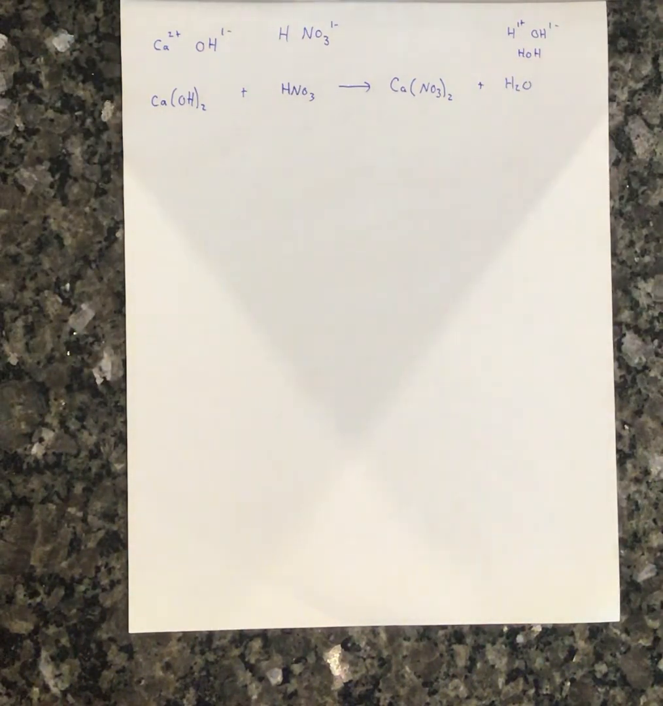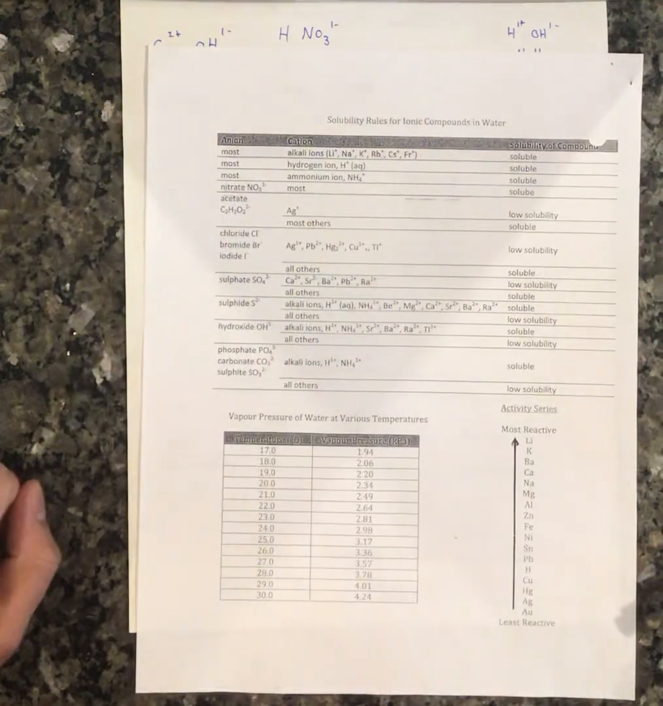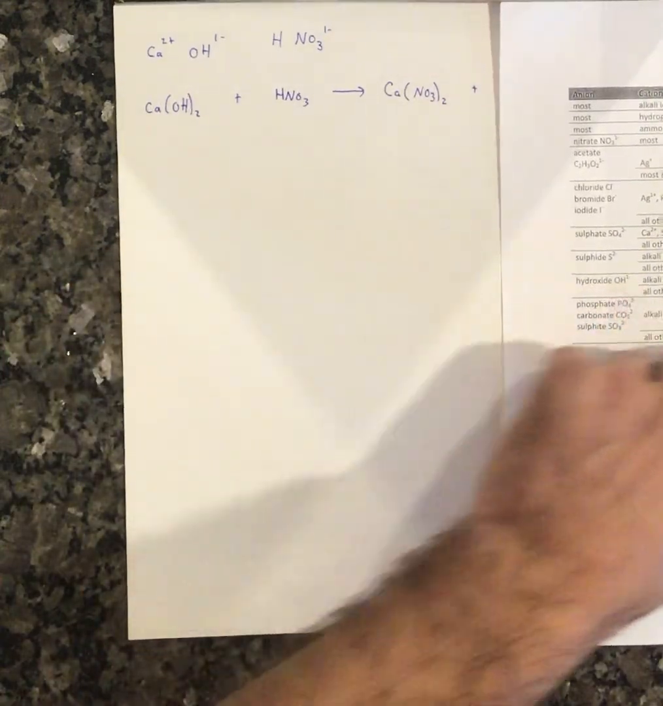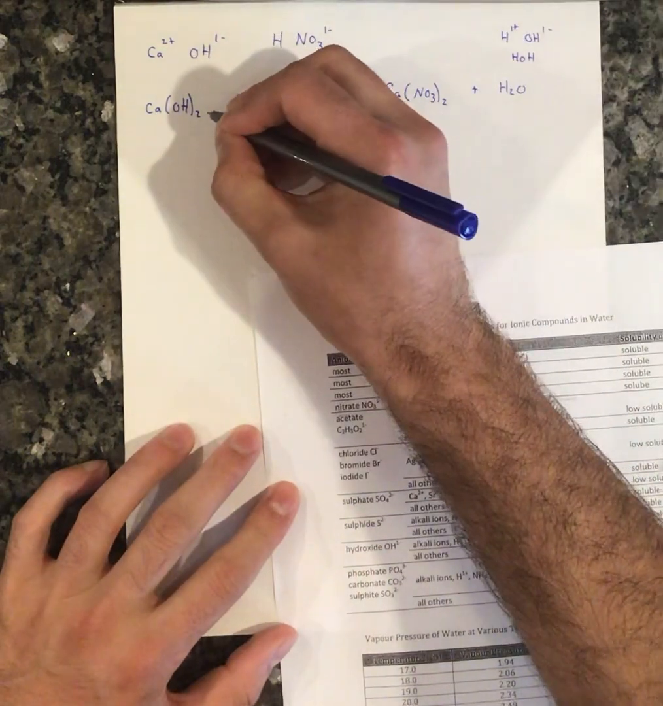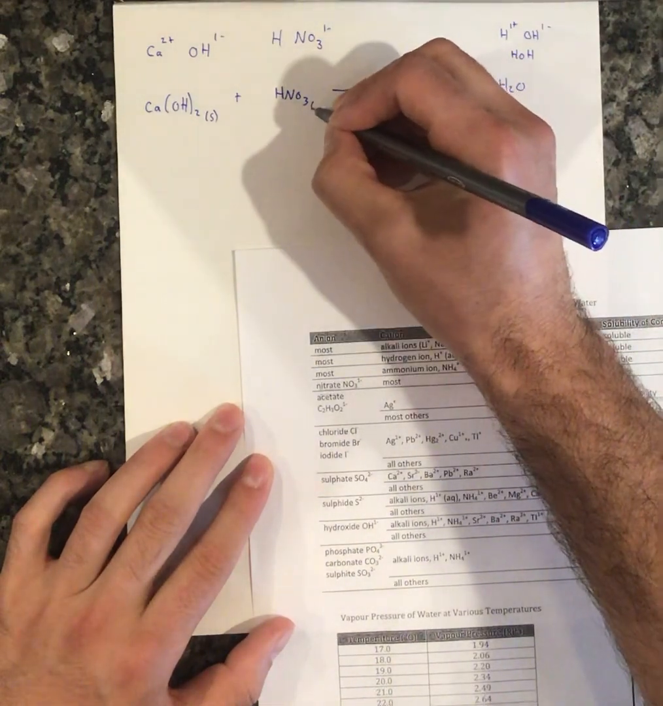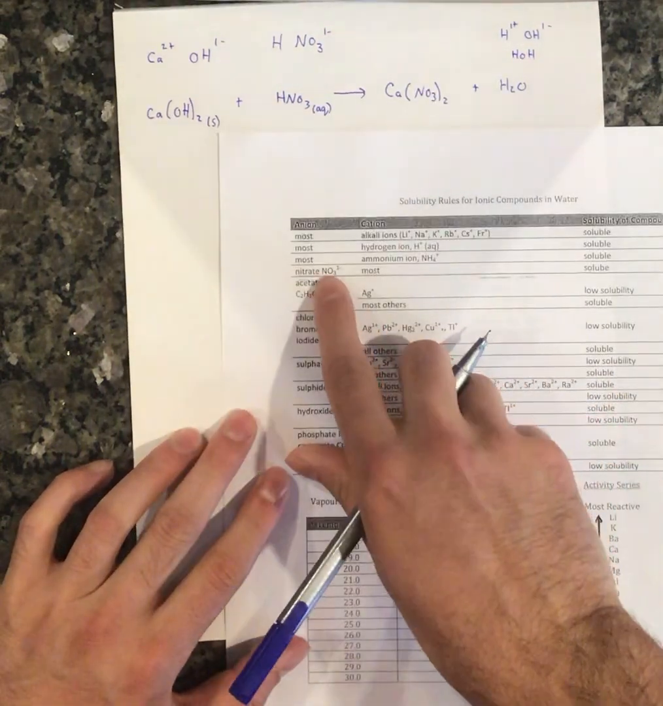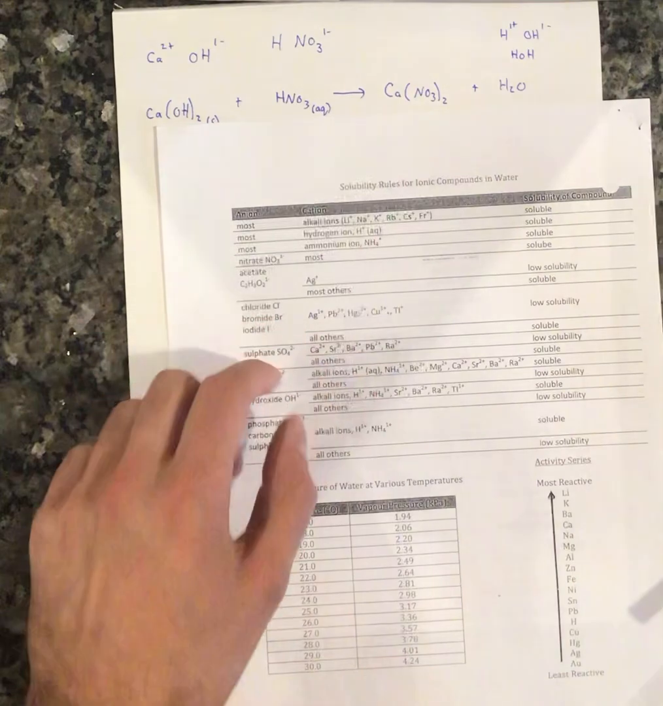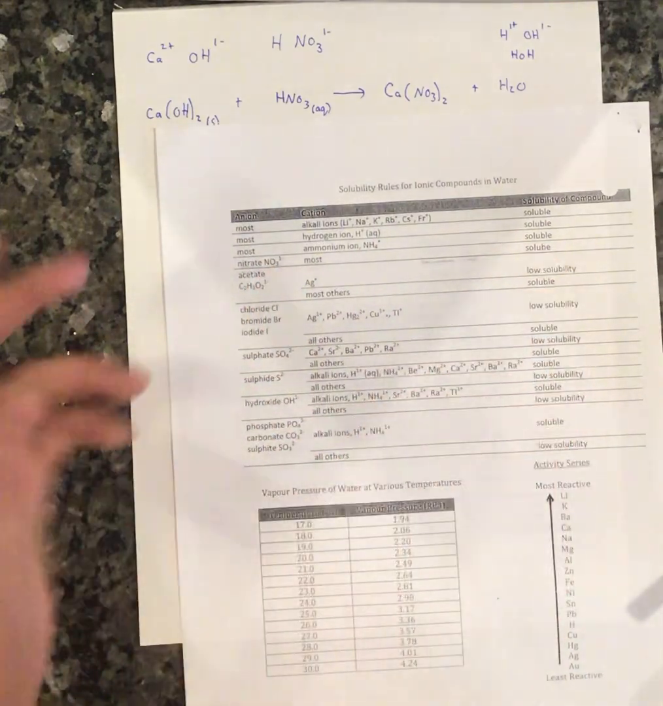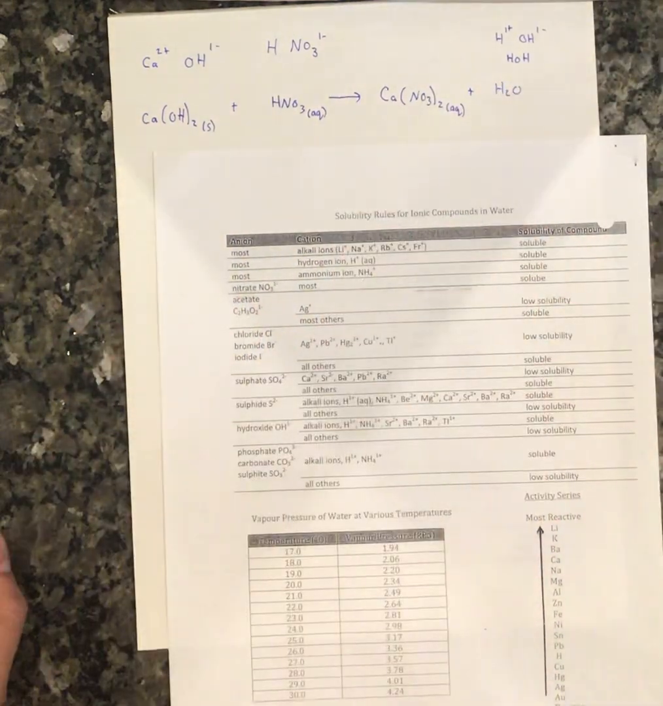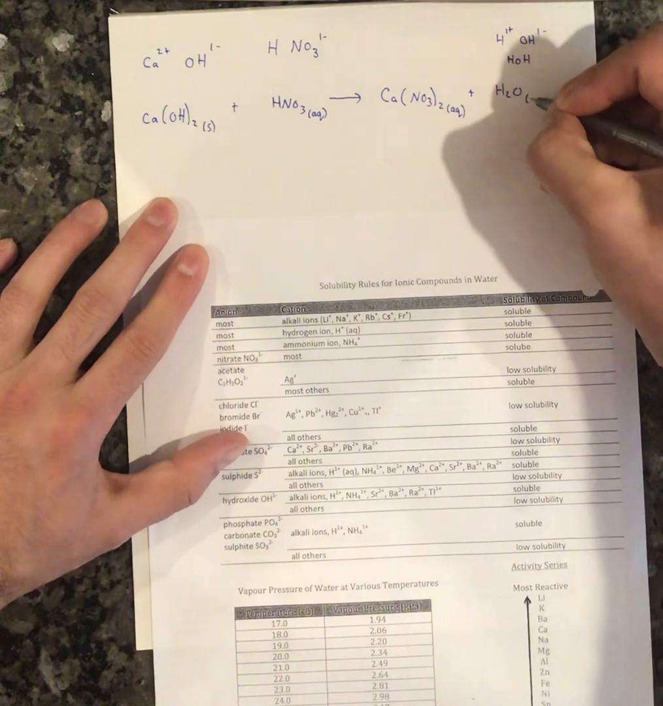Next we need to make sure that we have our proper states. That's where we go with our table here, our solubility rules. Calcium hydroxide has low solubility, so this would be a solid at room temperature. Nitric acid, because it is an acid, is aqueous. Also, if you take a look at nitrate, most of them are soluble, so it should be aqueous as well. Then we have calcium nitrate. Once again, nitrate, most of them are soluble, so we'd get aqueous here. And lastly, we have H2O, which would obviously be a liquid.